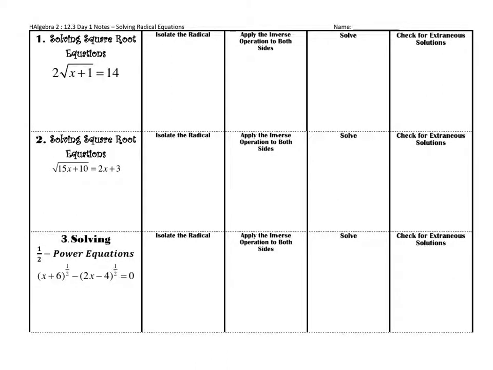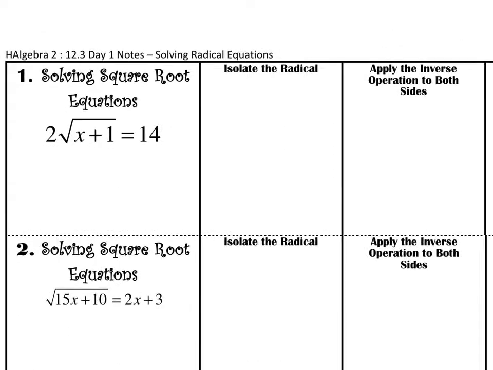In this video, we will learn how to solve radical equations, whether they are written in the radical expression form or whether they are written as a rational exponent. So let's go ahead and start on number 1. The first step is I need to isolate the radical. I do that by dividing both sides by 2. So I will get square root of x plus 1 equals 14 divided by 2, which is 7.